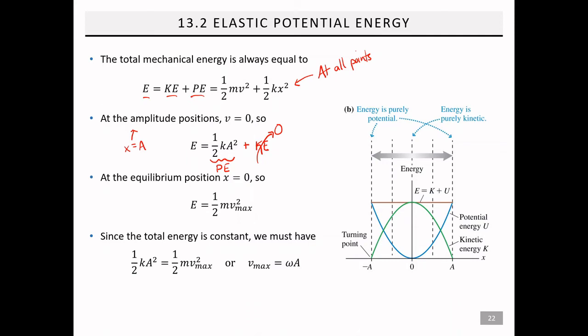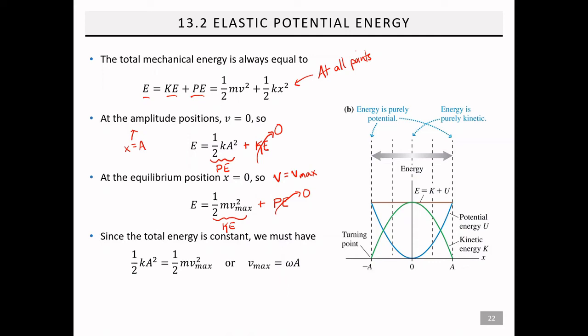I want to do something similar at the equilibrium position when x is equal to 0. At this point, we also know that the object is moving at its fastest velocity, so I can say that the velocity is equal to V max. So again, I want to write the total mechanical energy equation. E is equal to the kinetic energy plus the potential energy, but since the potential energy is 0 at the equilibrium position, I can ignore that term.